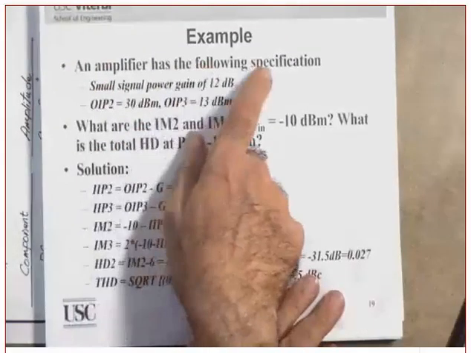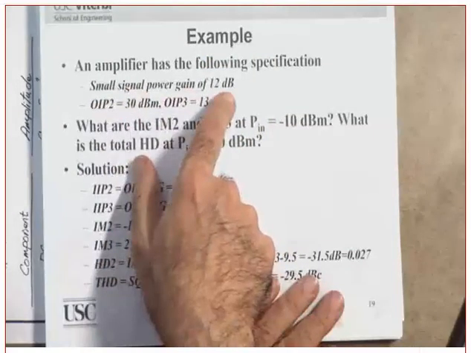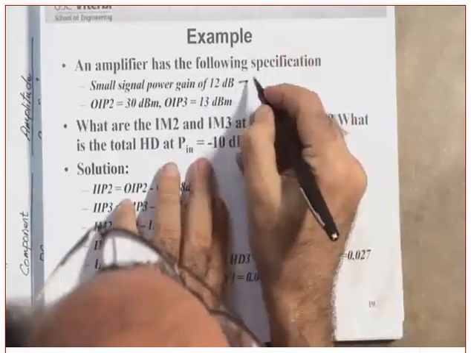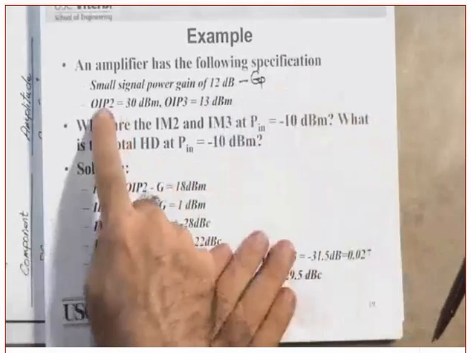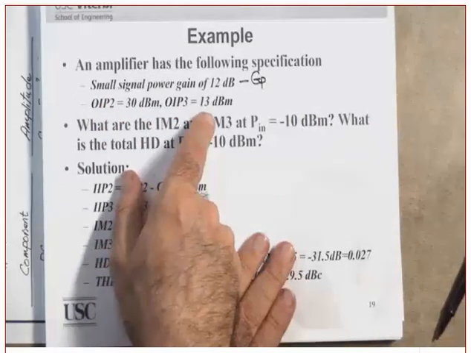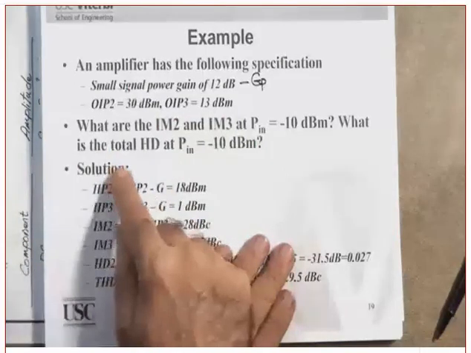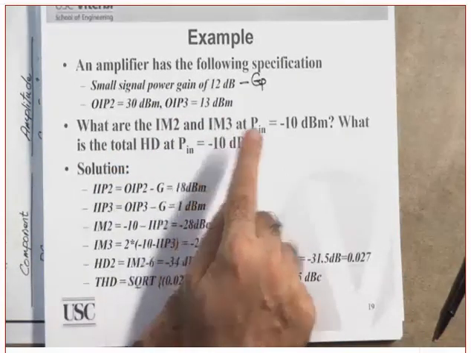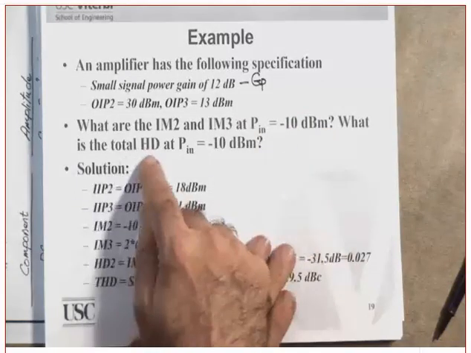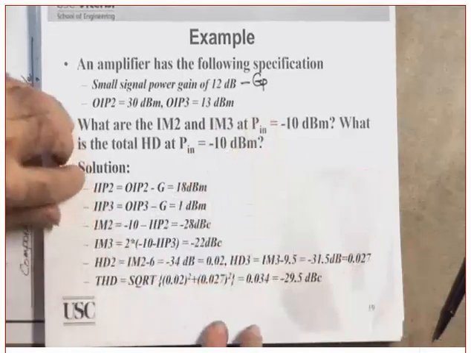An amplifier has the following specification. These are the specs. Small signal power gain of 12 dB. That's the G, GP. The OIP2 is 30 dBm. The OIP3 is 13 dBm, measured at the output, or referenced to the output. What are the IM2 and the IM3 when the input power is minus 10 dBm? It also asks what is the total harmonic distortion at that power. Yes?